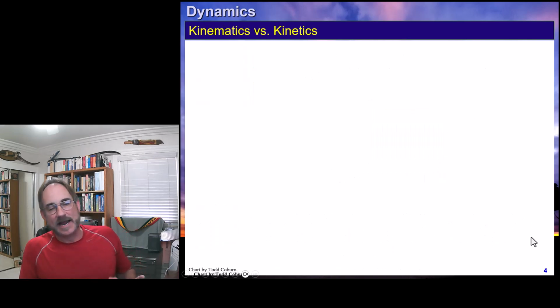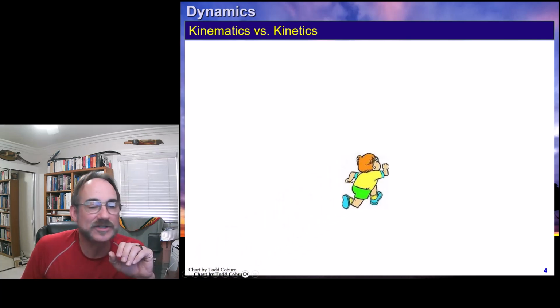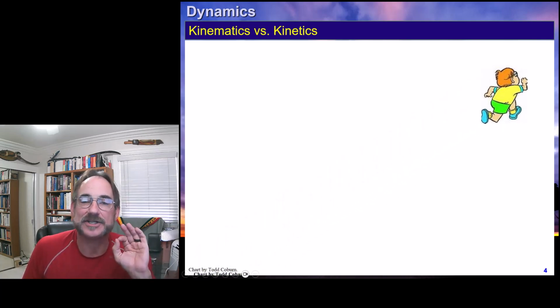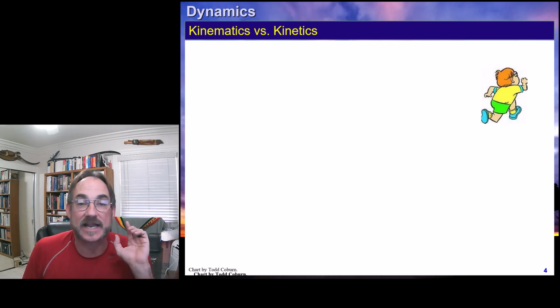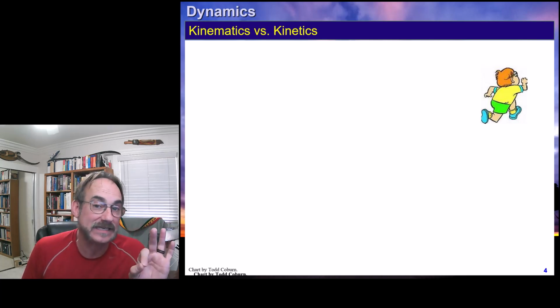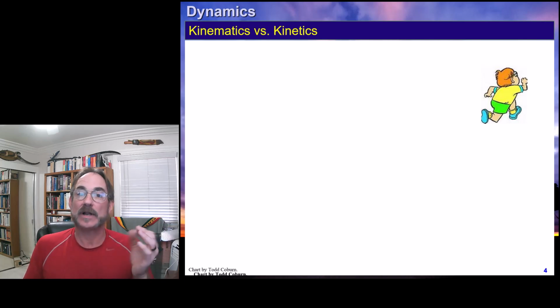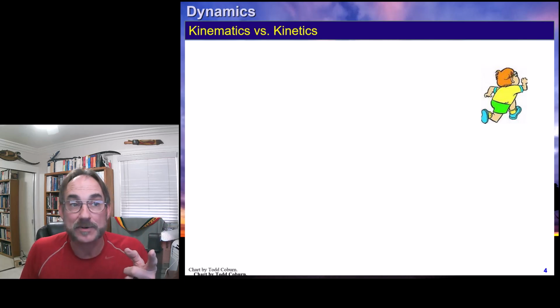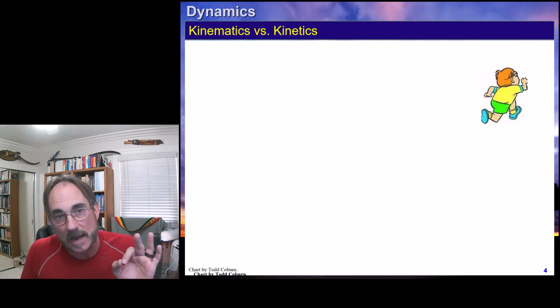If we want to understand the difference between kinematics and kinetics, we could say, oh, look, there's a little boy running across a screen. Isn't that nice? That's kind of like kinematics, where we're studying where he is at a particular point in time, what his velocity is at a particular point in time, and how he is accelerating. Kinematics just looks at where is he, what speed, what acceleration. Who cares why?